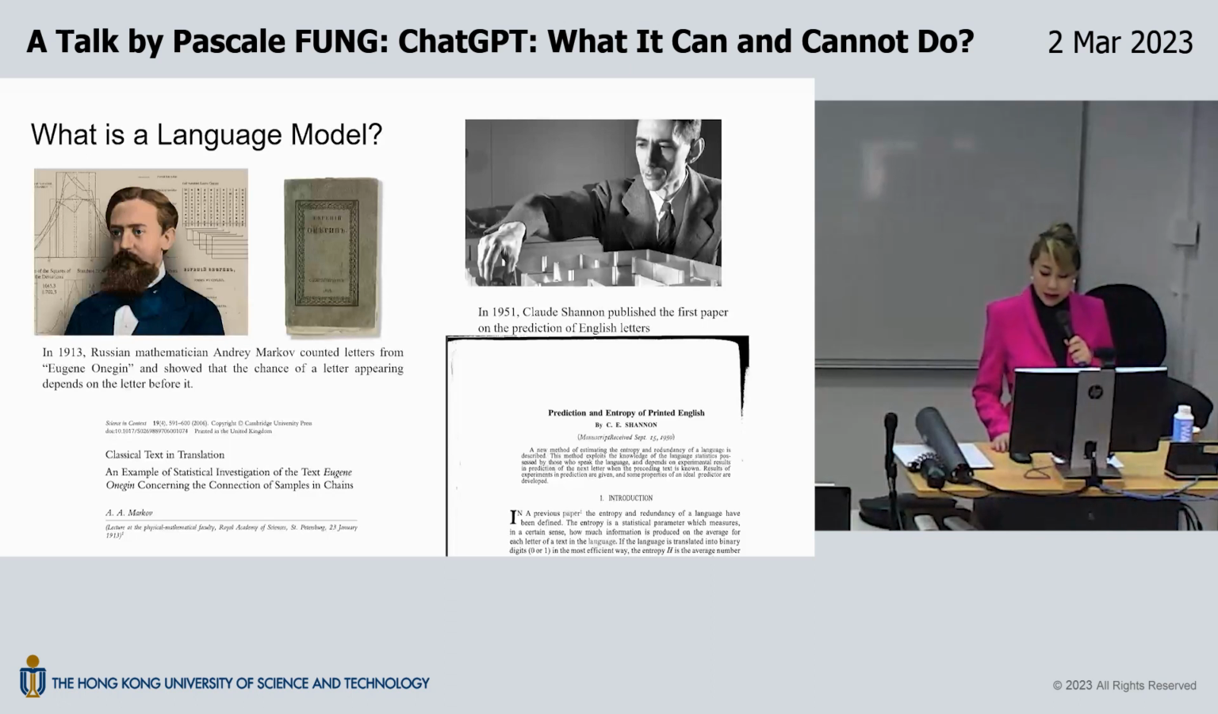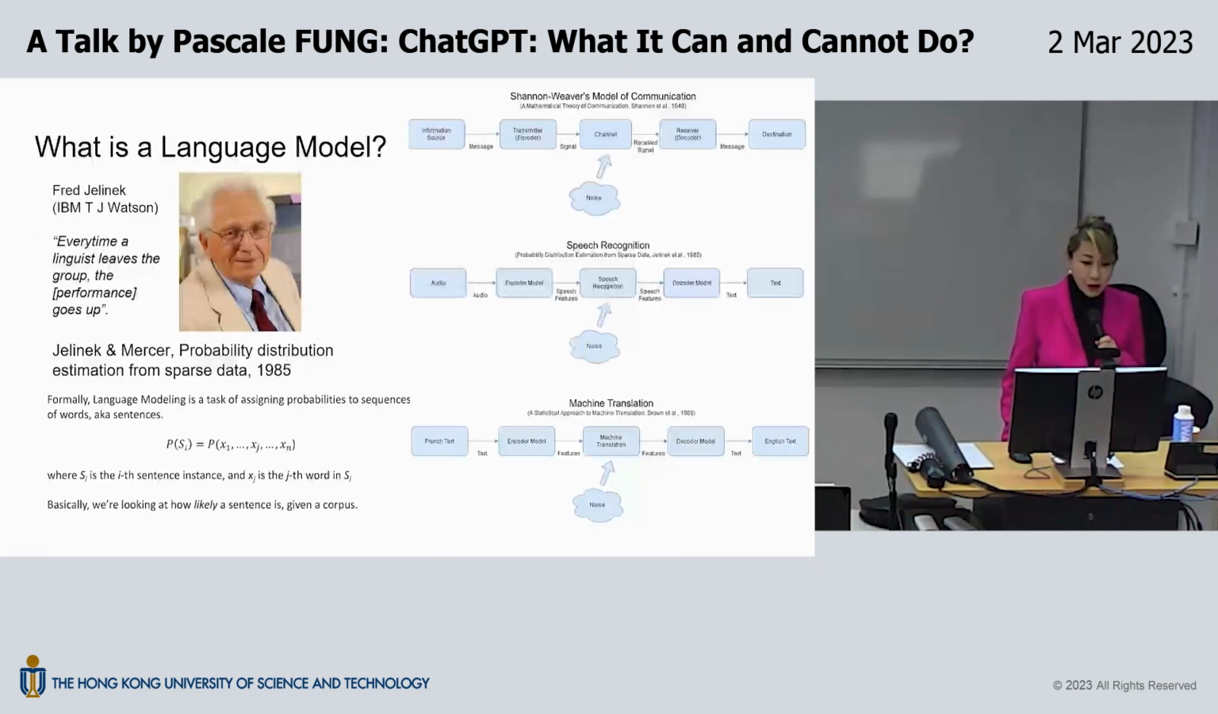And in 1948, American Claude Shannon published his first paper on the mathematics of communication theory. And in 1951, he published the first paper on the prediction of English letters. So this dates from a long time ago. Fast forward to the 1980s, Fred Jelinek from IBM and Bob Mercer published on probability distribution estimation from sparse data for language models in 1985. And formally, a language model is defined as the task of assigning probabilities to sequences of words or sentences.